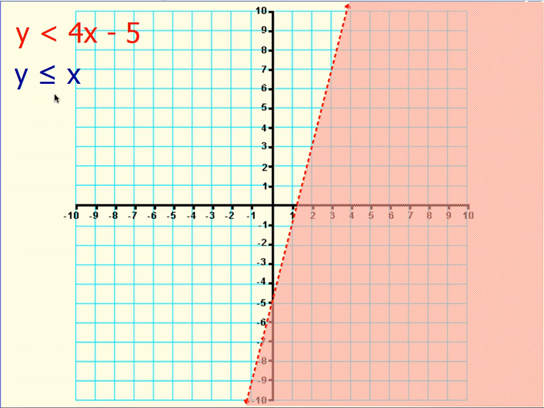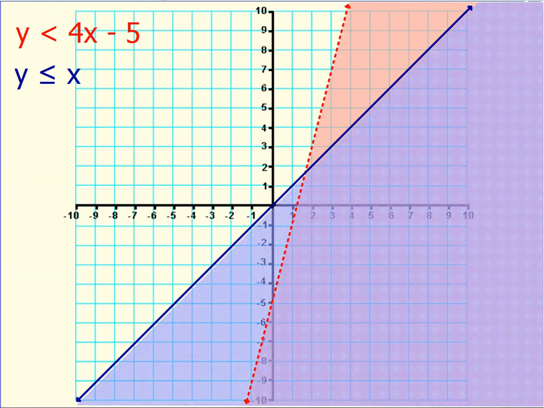Less than or equal to indicates a solid line. And this one, instead of just writing x, I could change that into 1x plus 0 so that I can see that I have a y-intercept at 0 and a slope of 1. And picking a test point, I can find the area that needs to be shaded.